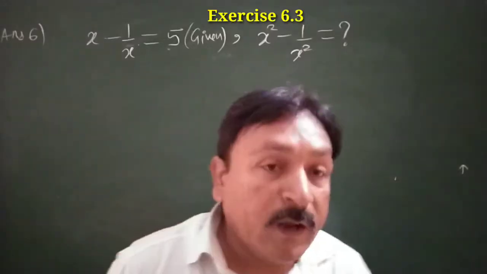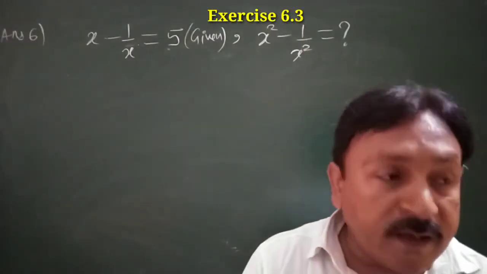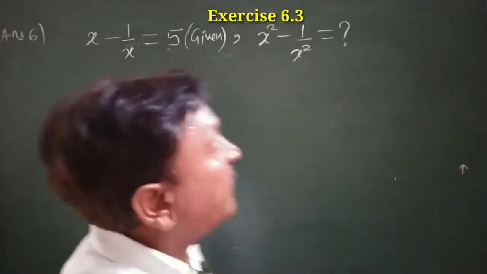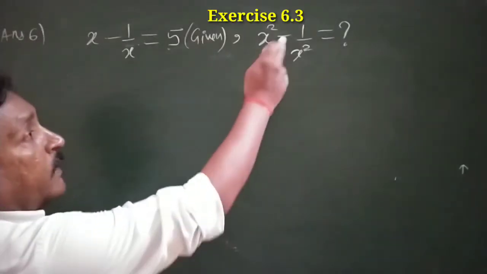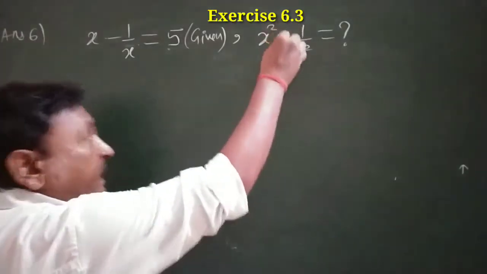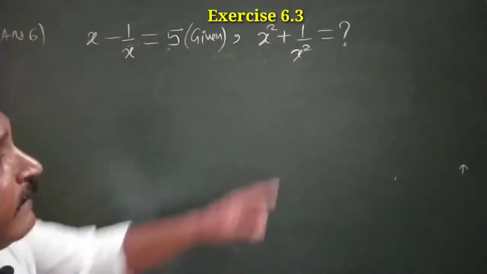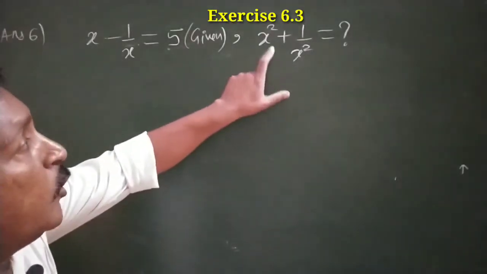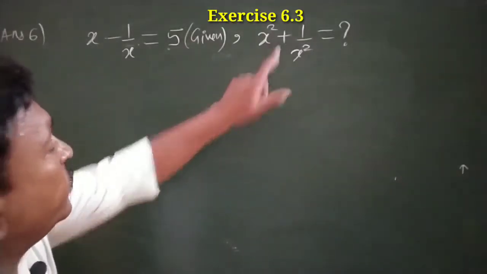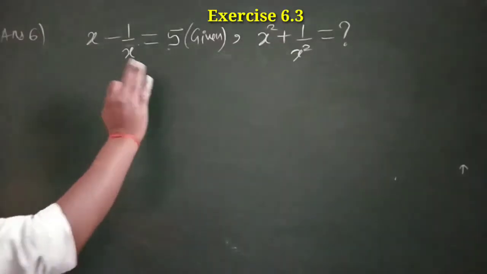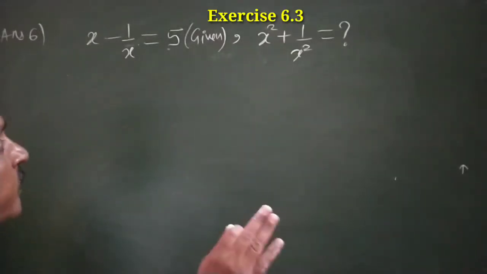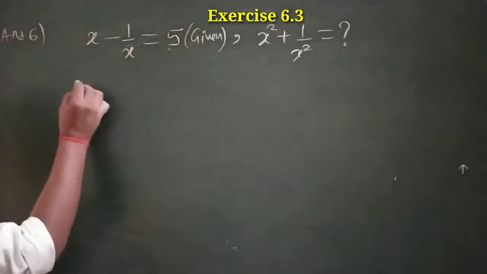So students, just do one correction. There is one mistake in this question. It is actually not minus here, it is actually plus here. Okay, otherwise this question will be wrong. So do this correction in your books. Now we have to solve it. We will solve it in the same way as we did question number 5. We will do the squaring on both sides.